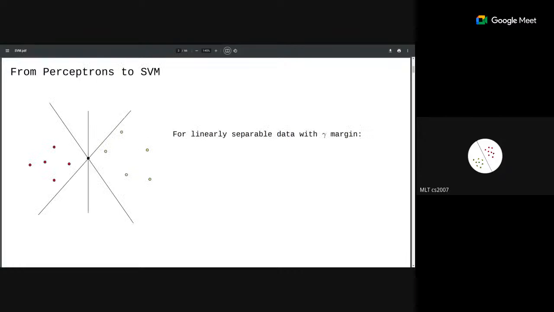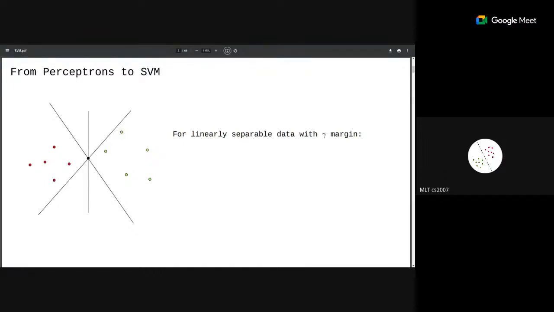So we start from where perceptrons ended. Perceptron will be our starting point. We looked at linearly separable data with gamma margin. That is the fundamental assumption that we started off with while building perceptrons: that the data is linearly separable, not just any linearly separable data, but some gamma margin was there. And we didn't actually go into detail of what this margin actually is. All that we wanted in perceptrons was that some margin should be there.